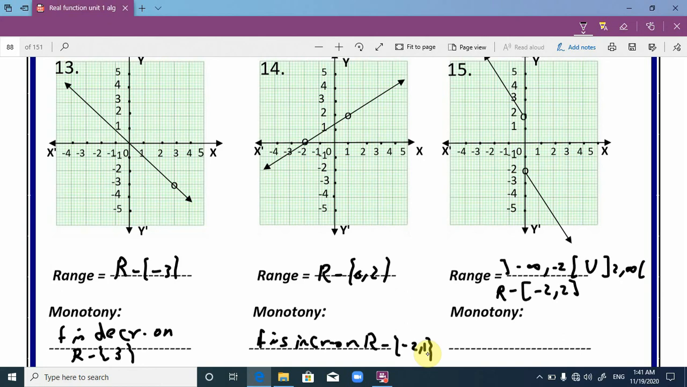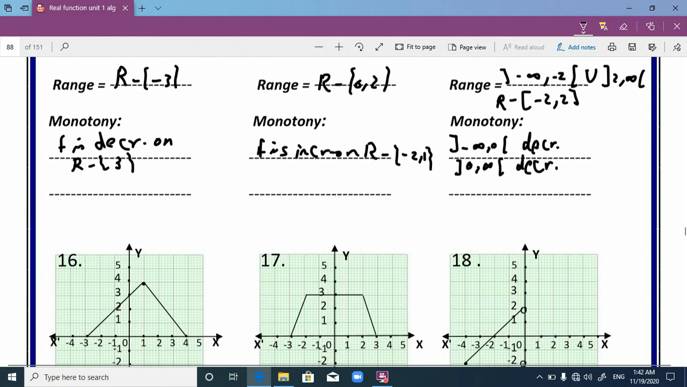The monotony here, we have two intervals: negative infinity to 0 open, the f is decreasing, and from 0 to infinity also the f is decreasing.